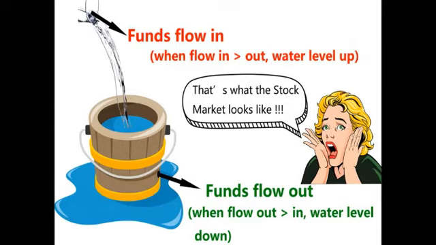So this is more like our stock market. In our stock market, the water is like the funds, and the bucket is like our market. So when the funds flowing in are more than the funds flowing out, our market stock price will go up, right? When the funds flowing out are more than the funds flowing in, then our market price will go down. So they are the same atmosphere. I give you this as an example to let you know today.